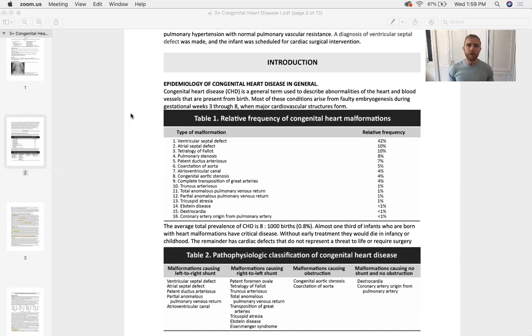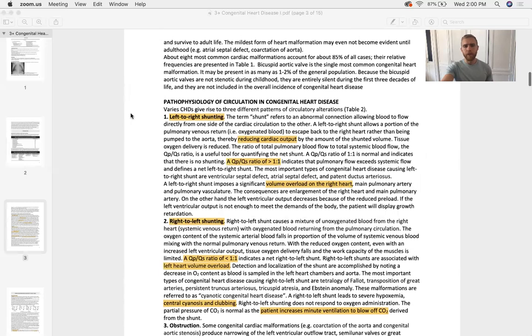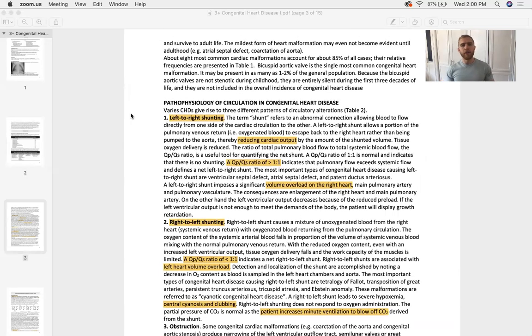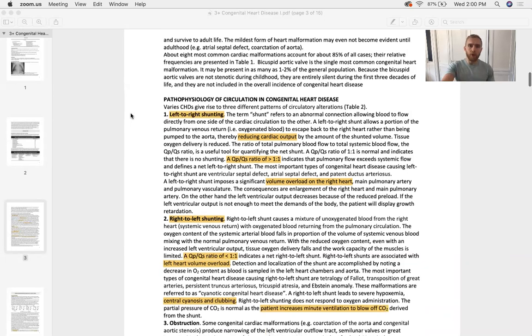The tetralogy of Fallot is a very complex disorder characterized by pulmonary hypertension and stenosis of the pulmonic valve. That's a right to left defect. So the most common are left to right shunts, VSDs and ASDs, and for a right to left shunt, tetralogy of Fallot. The direction of shunting really characterizes the symptoms that we see in different manifestations of congenital heart disease. And the shunts are anatomical in origin.